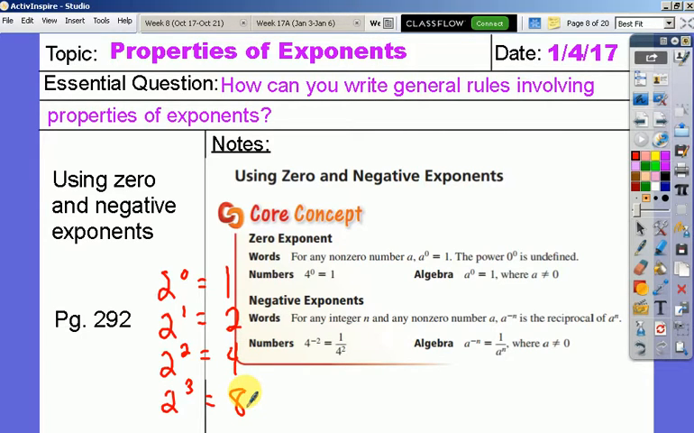So what do we notice? When we increase our power, if we go up by 1 each time, what are we multiplying each of these numbers by? 2. If we decrease our power by 1 each time, what are we dividing each of these numbers by? 2. So 2 divided by 2 is 1. That's where that one comes from. Does that make sense? So now you know.